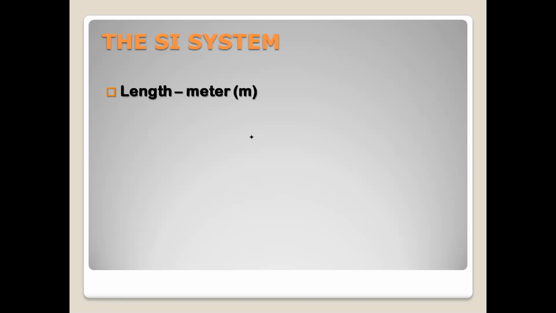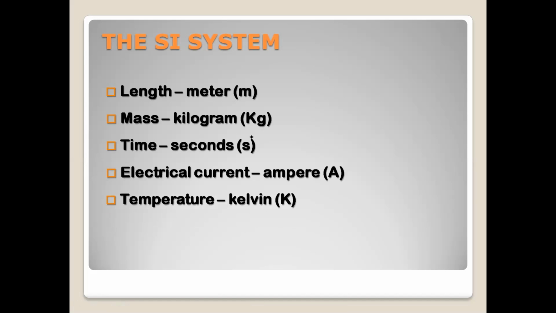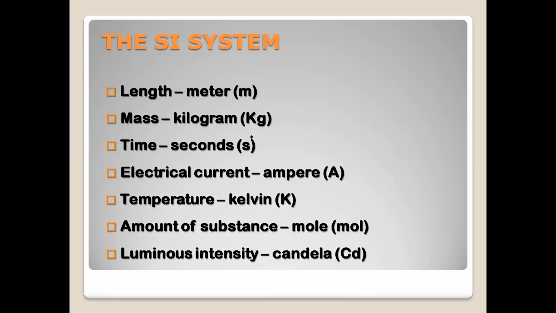They are length. Its unit is meter, represented symbolically by the letter m. Mass, kilogram, represented by kg. Time is seconds. The unit of electrical current is ampere. Temperature is Kelvin. Amount of substance is mole, and luminous intensity is candela. So in the SI system, these are the 7 fundamental quantities which we are using: length, mass, time, electrical current, absolute temperature, amount of substance, and luminous intensity.